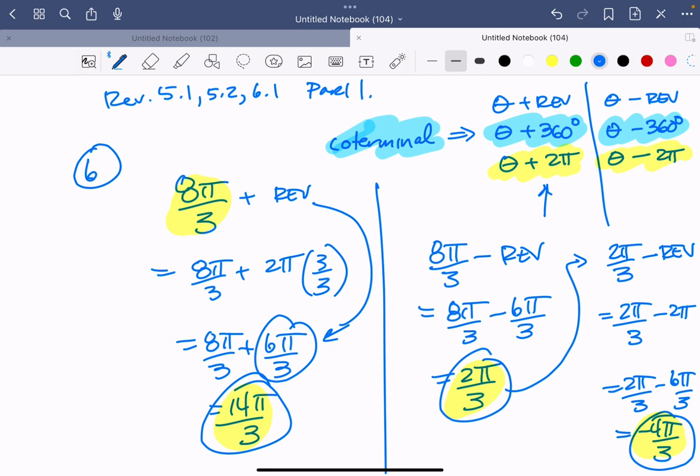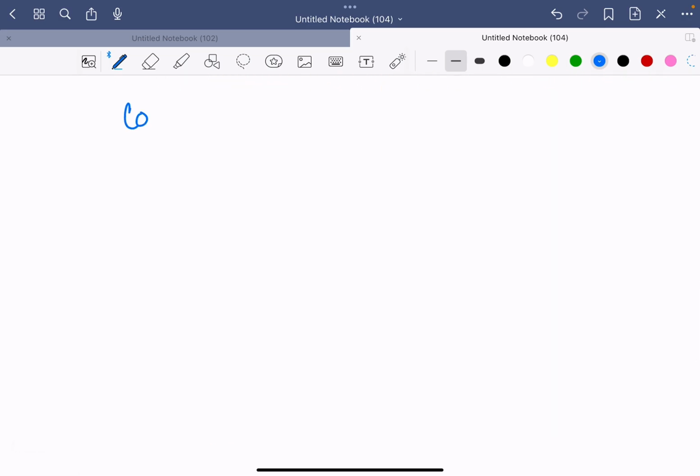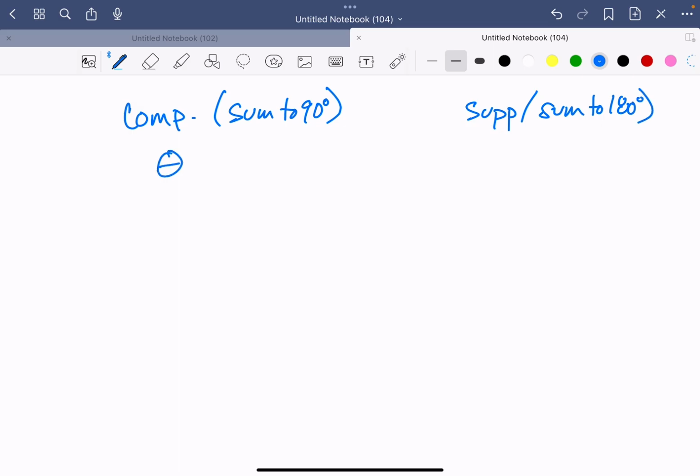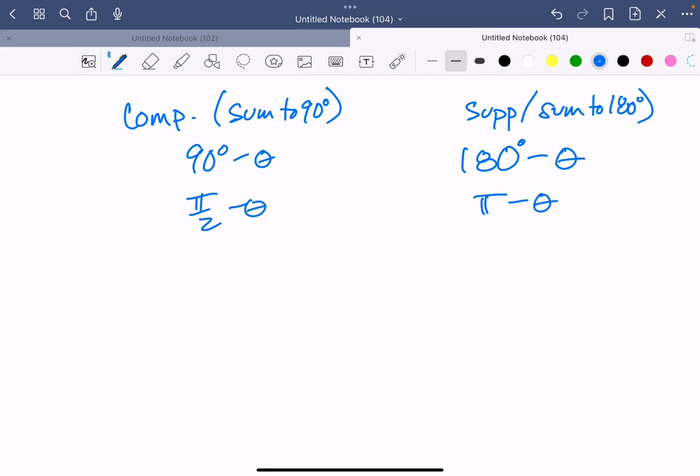So if I go to number 7, let's now talk about the complement and the supplement. If you talk about the complement, that means you sum to 90. If you talk about the supplement, that means you sum to 180. So for the complement, we're going to take 90 minus your angle. And over here, we're going to take 180 minus your angle to find the supplement. If we're in radians, it's going to be pi over 2 minus your angle for the complement, or pi minus your angle for the supplement.